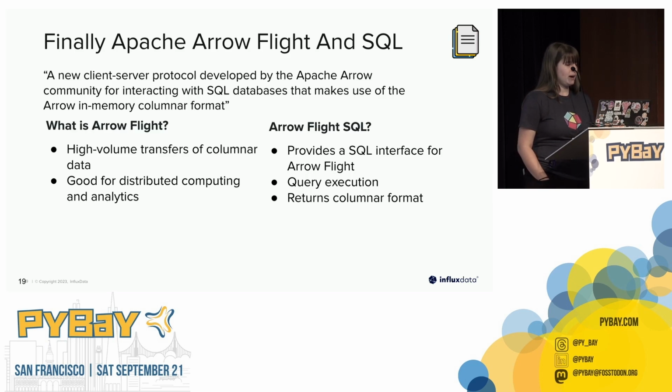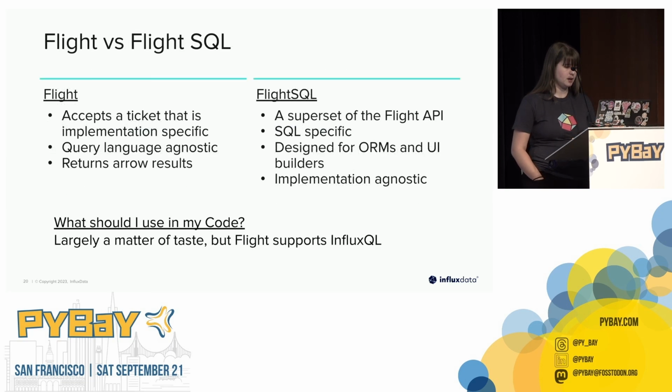And then finally, you also have something called Apache Arrow Flight SQL, which is pretty obvious, it's just a SQL interface for Arrow Flight. It involves being able to run SQL queries. So that's the other thing, too: depending on where you're getting your data through this format, you can do it through something that does a SQL call or something that does a non-SQL call that's custom built. So just to be clear here, one is query language agnostic. That would be Flight. It returns Arrow results. Flight SQL is basically a superset of the Flight API that's SQL specific. It's designed for ORMs and UI builders, implementation agnostic.